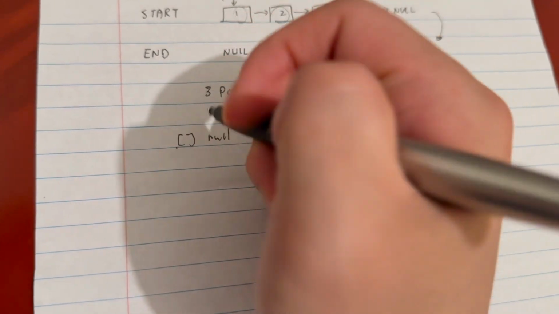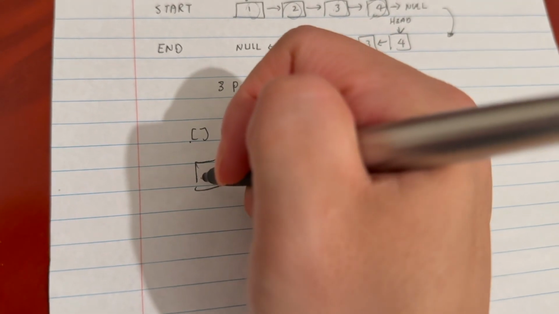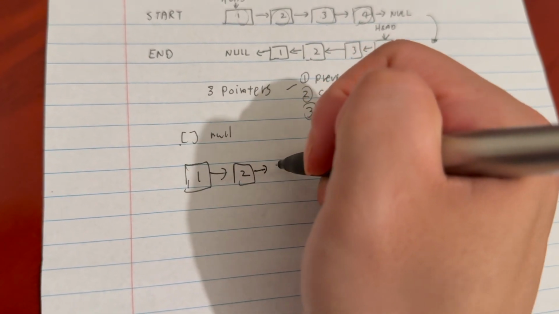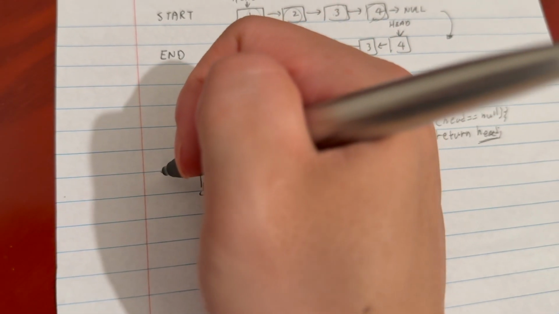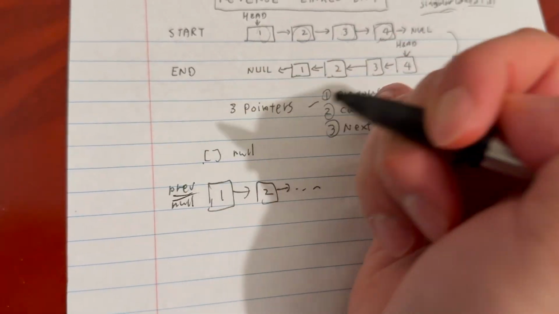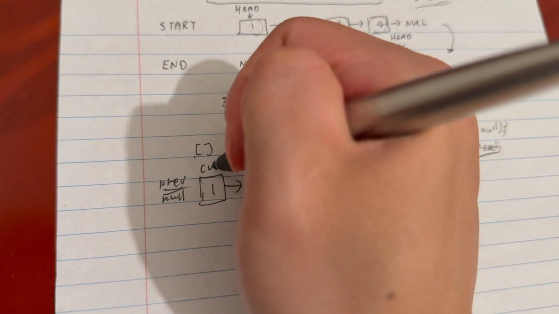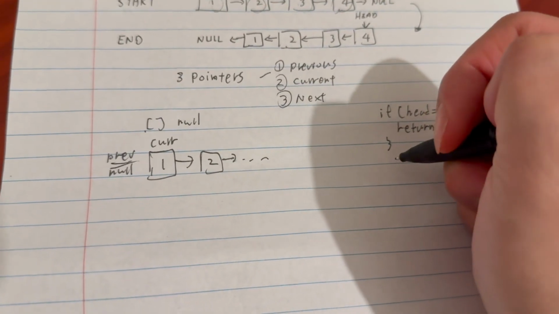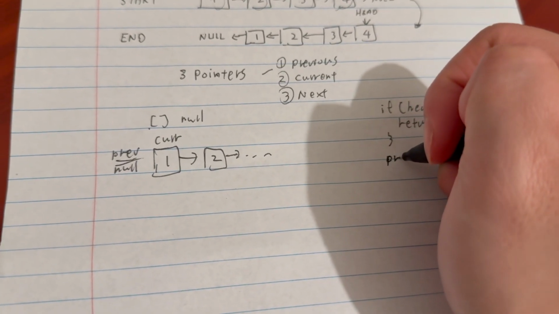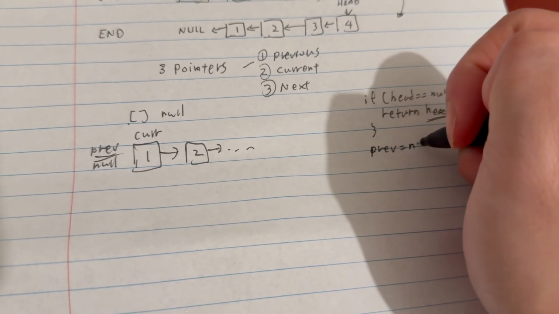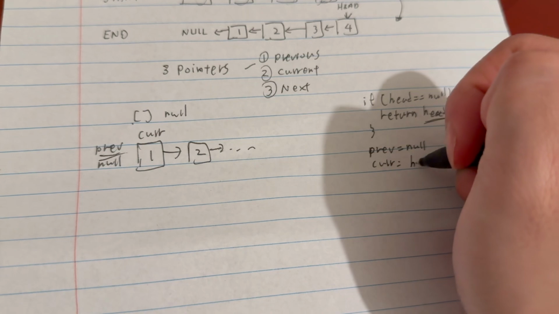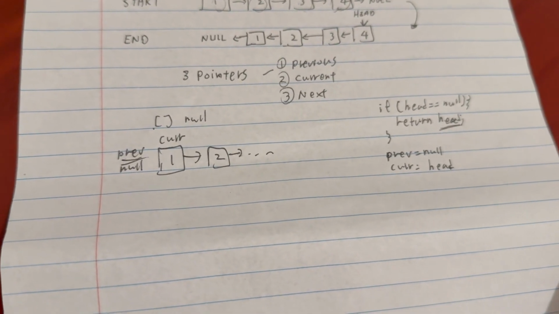But now the actual case. Let's say we have this example, 1, and then 2, etc., right? So we want to set previous to null, and current is going to point to head. That's going to be our very basic declaration, right? So previous is going to be set to null, and then current is just set to head. Okay, so that's head.